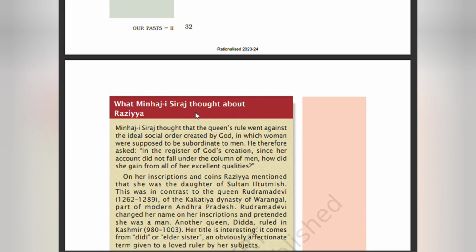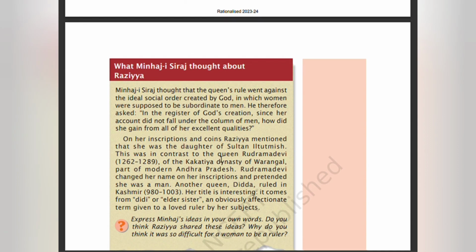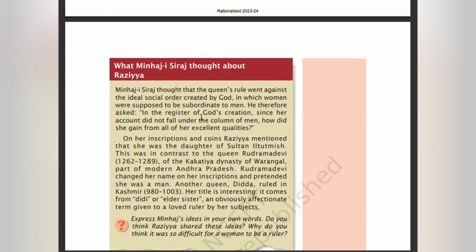What Minhaj-i-Siraj thought about Razia. He thought that the queen's rule went against the ideal social order created by God, in which women were supposed to be subordinate to men. He therefore asked: in the register of God's creation, since her account did not fall under the column of man, how did she gain from all of her excellent qualities?